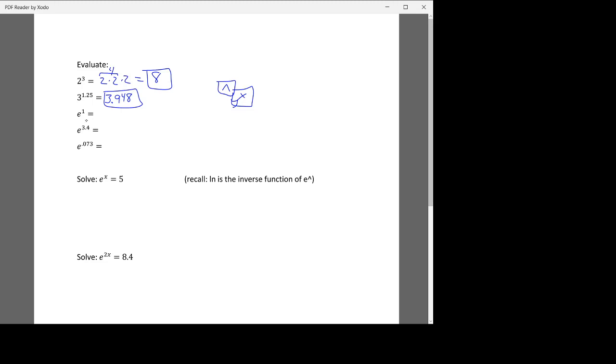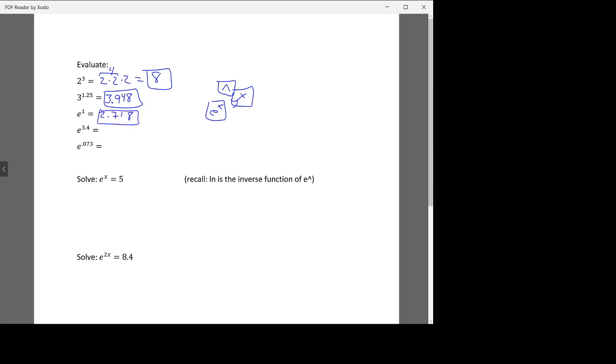And e, you may know what e is, but you can also use the e to the power button. So that's e to the x or similar on your calculator. Let's try 1 and see if we get the right value for e. 2.718. And I will use at least that much precision for e in this course.